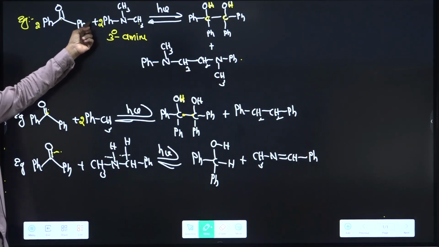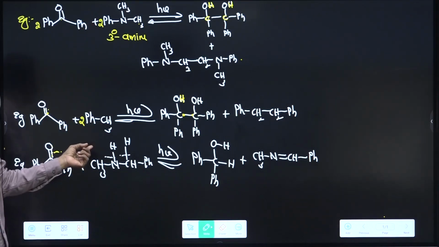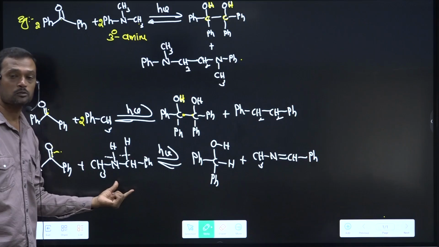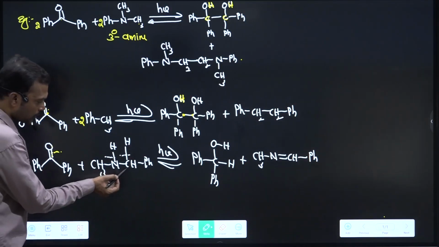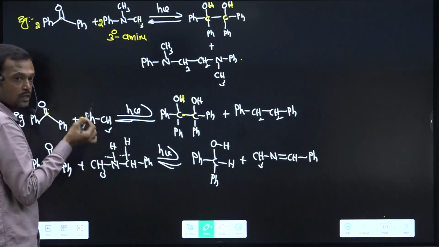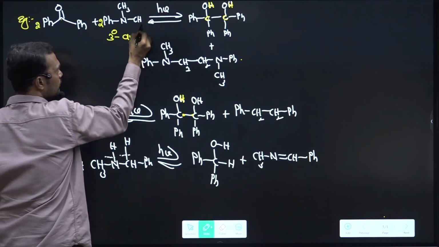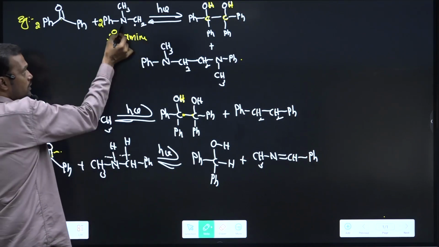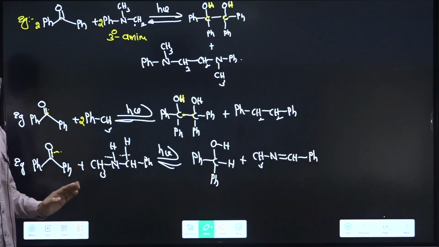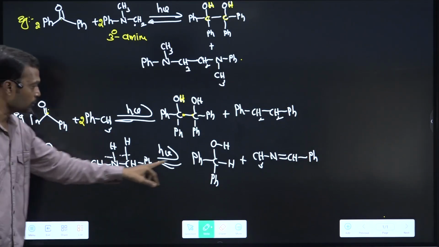If tertiary amine is given, pinacol is major. If toluene is given, pinacol is major. When secondary amine is given, simple alcohol is major. Remember, is this carbon losing hydrogen or not? See here, which is losing hydrogen? If CH3 loses hydrogen, initially what will you get? CH2 dot or not? Is the adjacent atom having any hydrogen? On nitrogen is any hydrogen there? No. Clear?